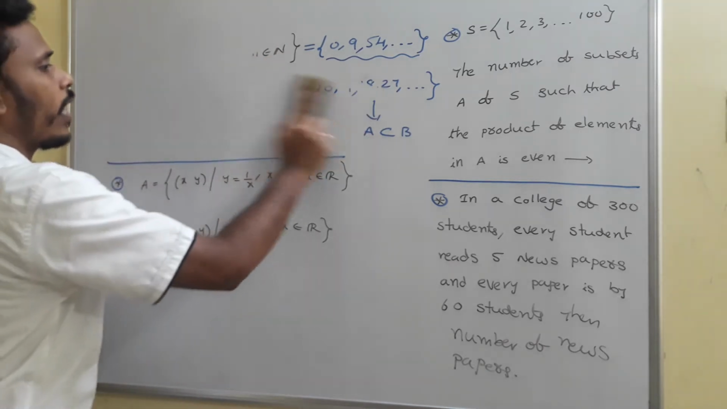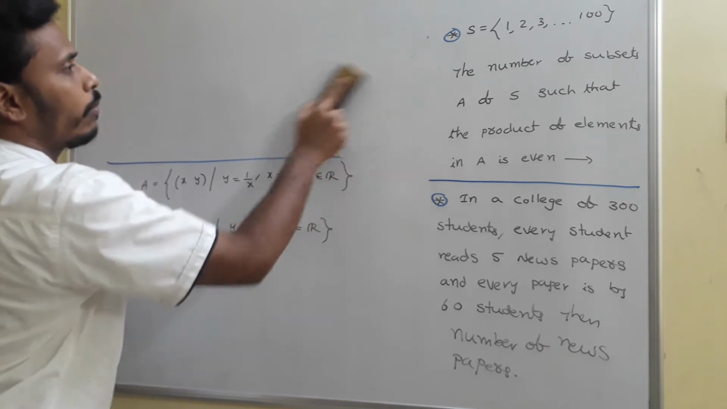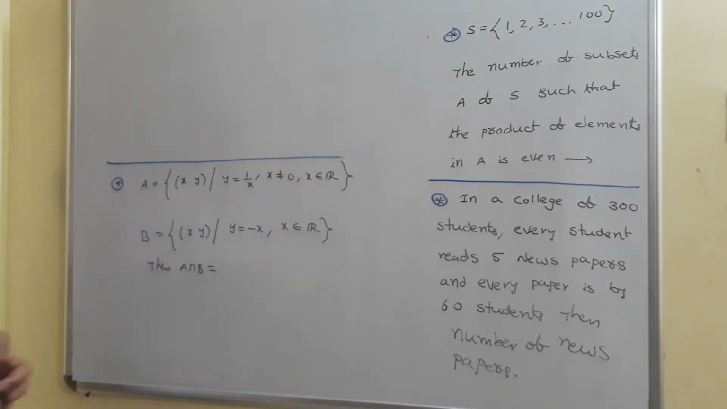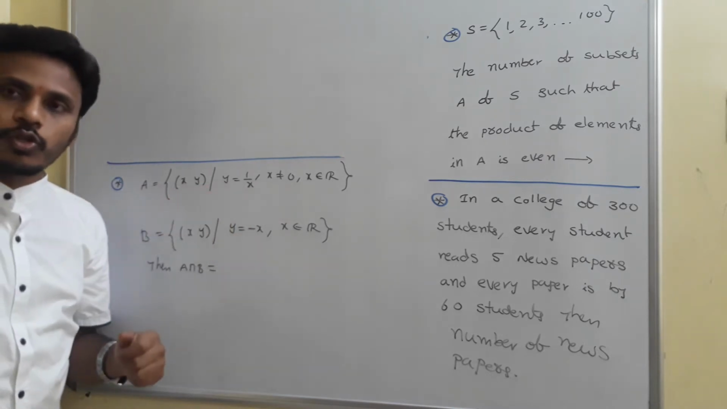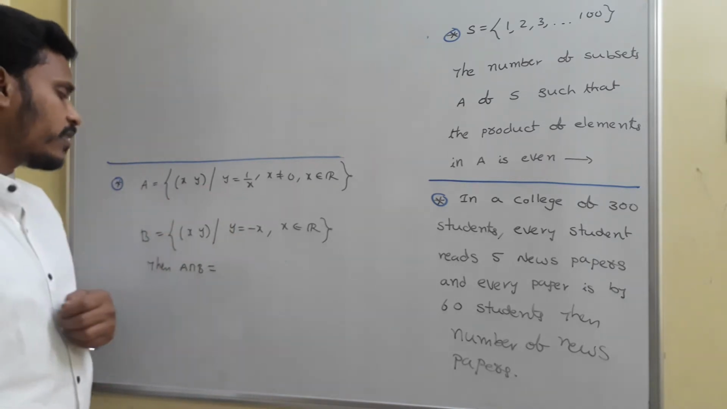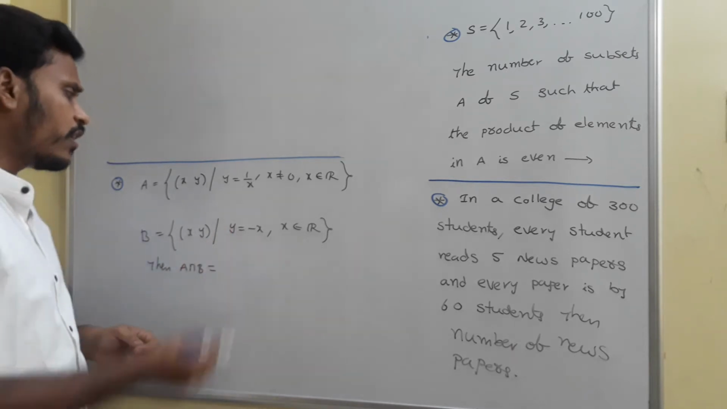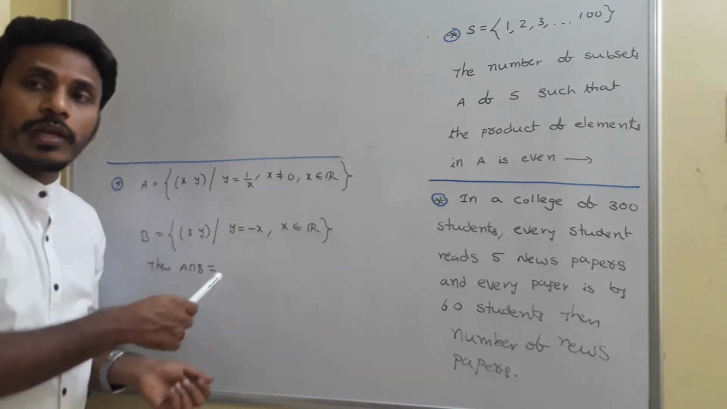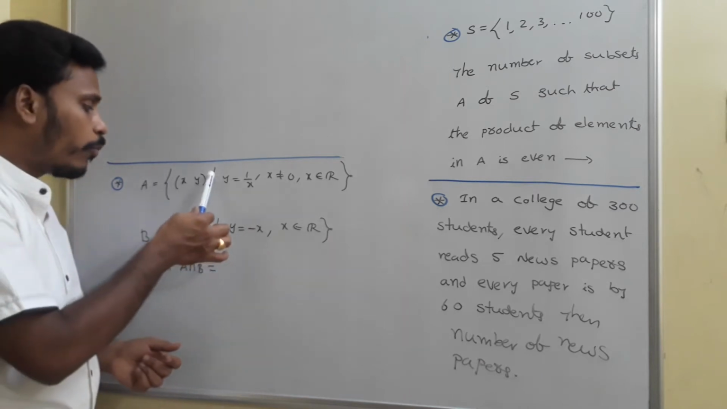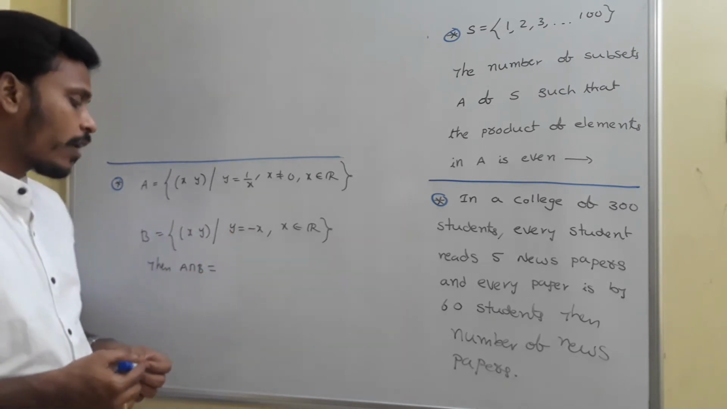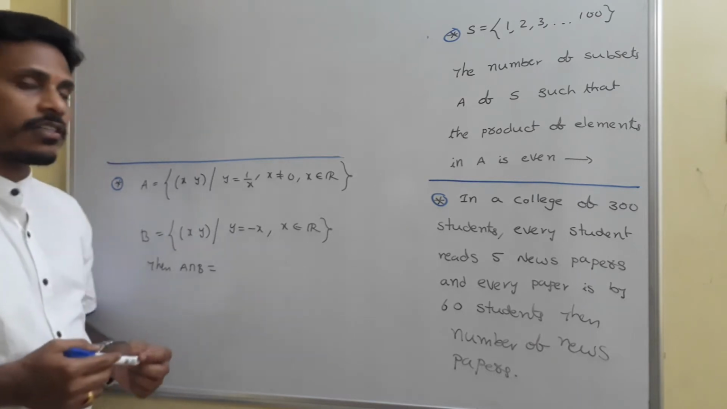Then we need to analyze the second problem. Just look here, what is the question? A contains the ordered pairs x, y such that y is equal to 1 by x. B contains the ordered pairs x, y such that y is equal to minus x. See, here y is equal to 1 by x and here y is equal to minus x. In both these sets, there is a rule given for y, and we are thinking about A intersection B.